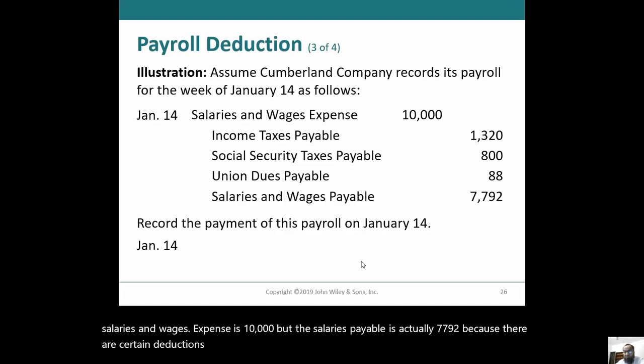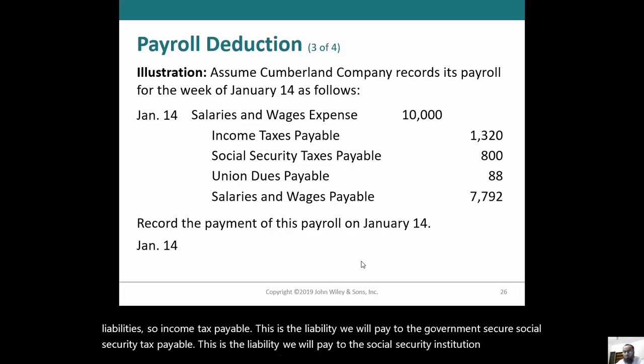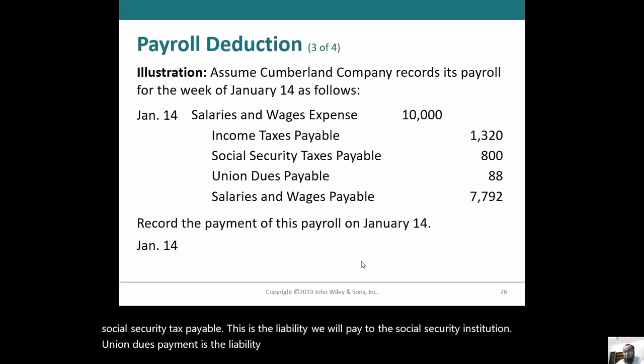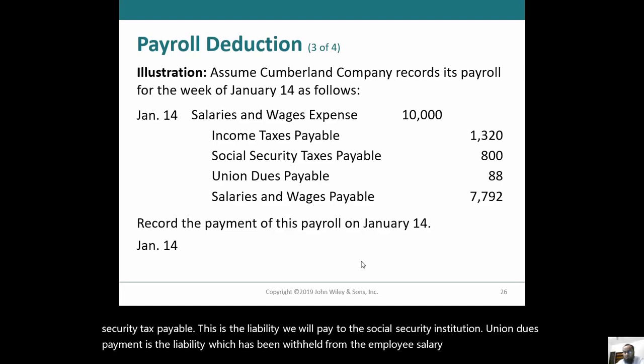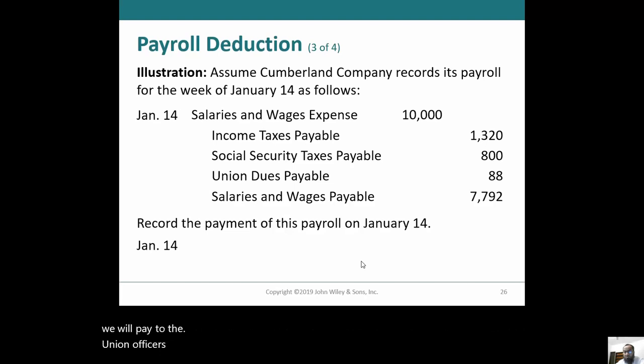Again, these deductions, from the employer's perspective, are also liabilities. So income tax payable is the liability we will pay to the government. Social security tax payable is the liability we will pay to the social security institution. Union dues payable is the liability which has been withheld from the employee's salary, which we will pay to the union officers. And the net salary payable to the employees is the salaries and wages payable, 7,792.